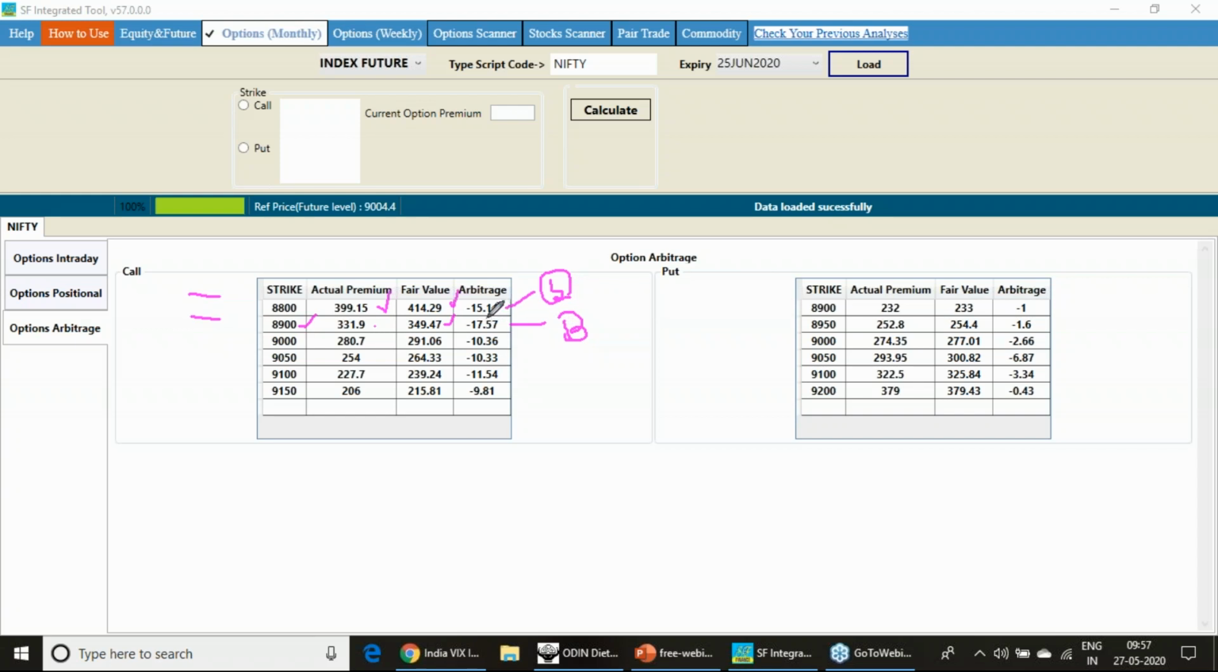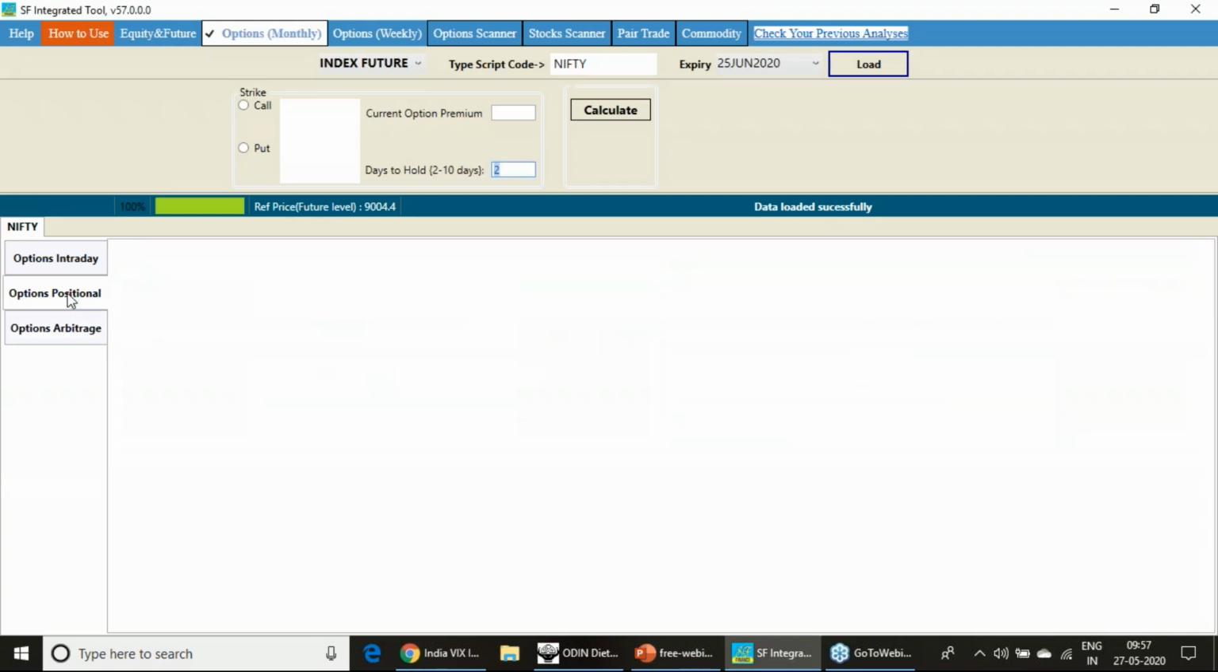One is having a lesser value of 15 rupees, another a lesser value of 18 rupees, so you can get that 2 rupees arbitrage difference at the day end. Most probably by the day end, this arbitrage difference will come. So this is also one feature we have given.